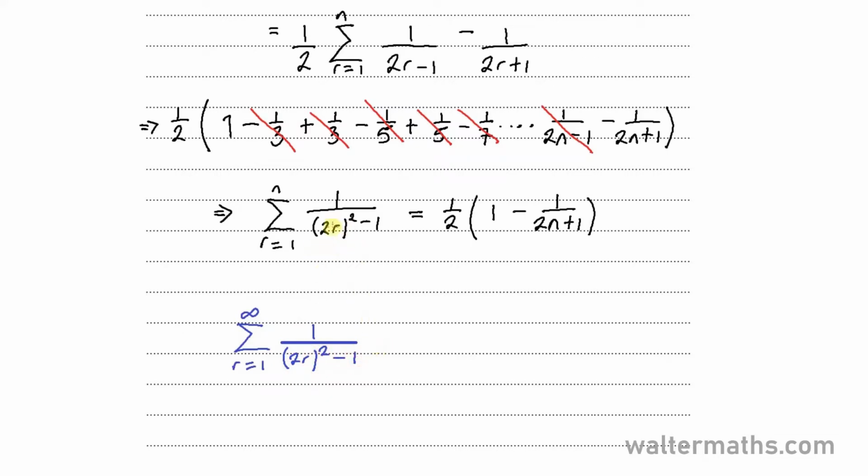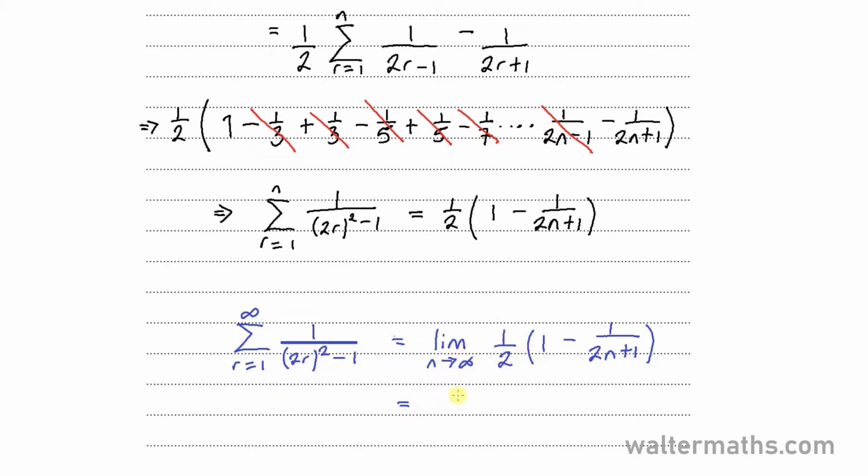Now, since this is a sum to infinity, and in this case, the limit is no longer n, but it's infinity, then it is going to be equal to the limit as n approaches infinity of a half of 1 minus 1 over 2n plus 1. So this is what we need to find.